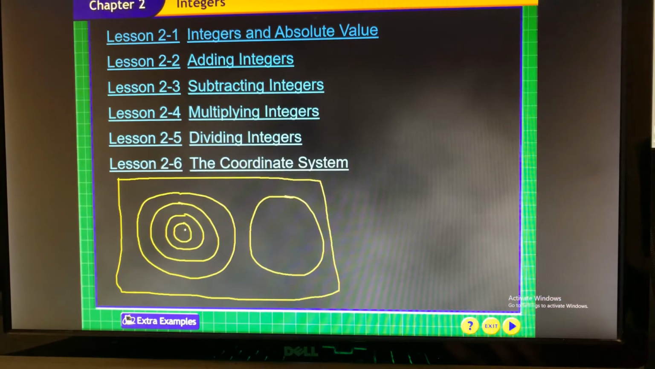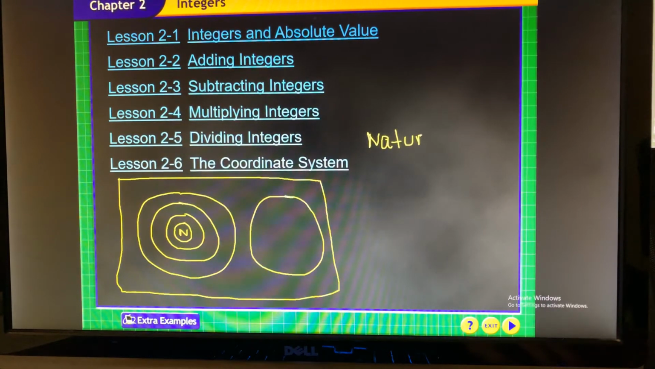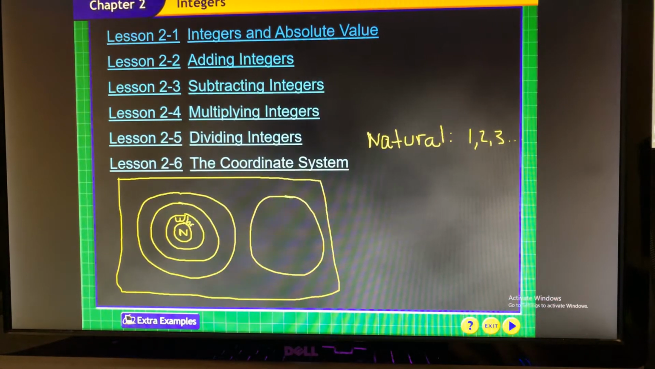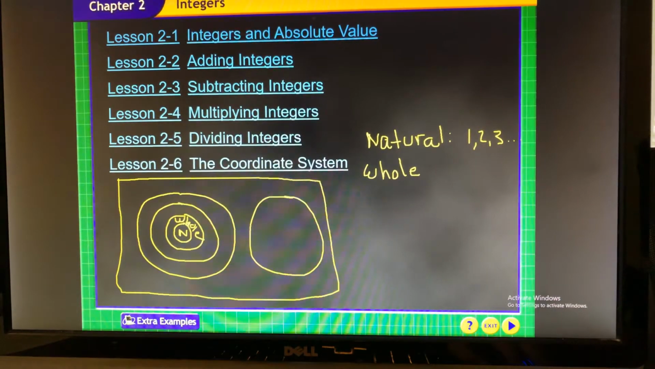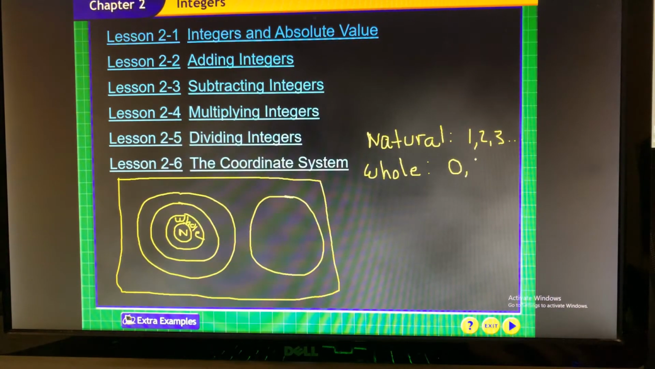The smallest group of numbers is right here. Those are your natural numbers. Natural numbers are numbers like 1, 2, 3, and so on. The next group of numbers are what we call whole numbers. Whole numbers are just like natural numbers. So if you look at the Venn diagram, whole numbers include all the natural numbers that exist. There's only one difference. It includes 0, 1, 2, 3, and so on.